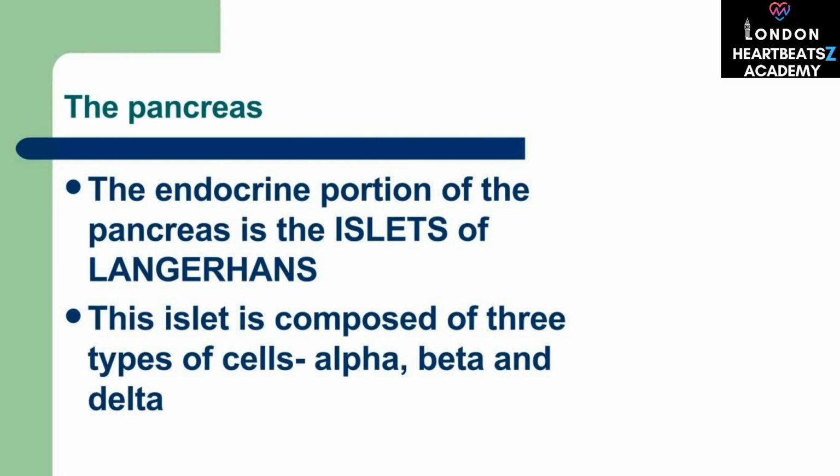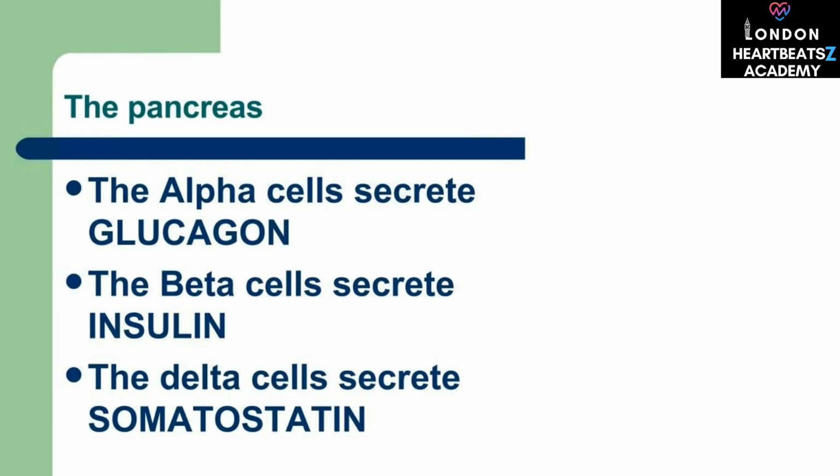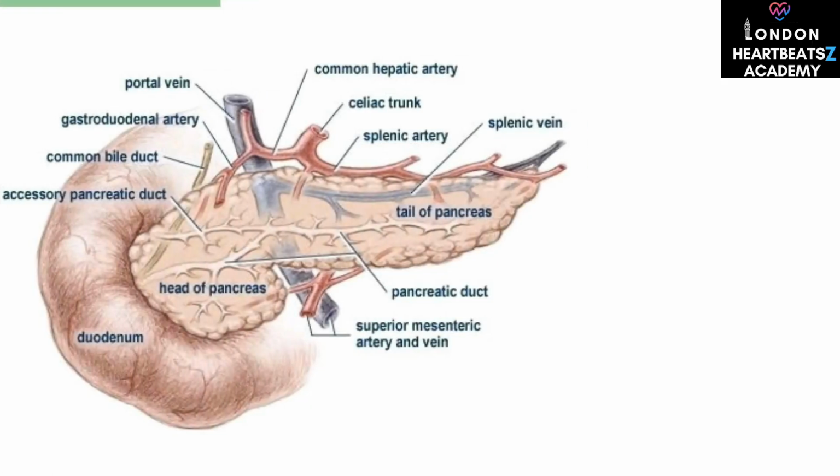The endocrine portion of the pancreas is the islets of Langerhans. This islet is composed of 3 cell types: alpha, beta, and delta cells. This diagram illustrates the location of the pancreas and highlights the structure of the pancreatic islet, showing the alpha and beta cells. The alpha cells of the pancreas secrete glucagon, the beta cells secrete insulin, and the delta cells secrete somatostatin. This anatomical illustration provides a detailed view of the pancreas and surrounding structures, including various arteries and veins.